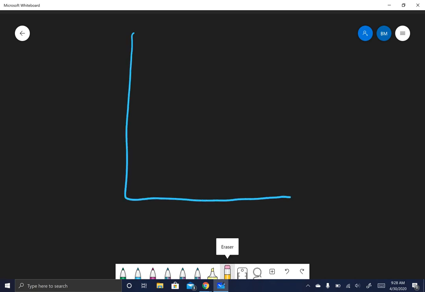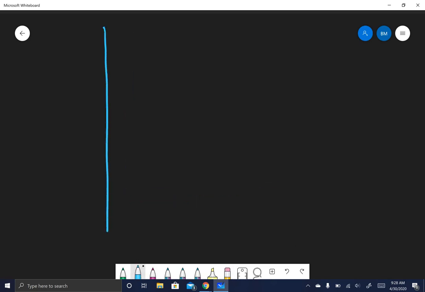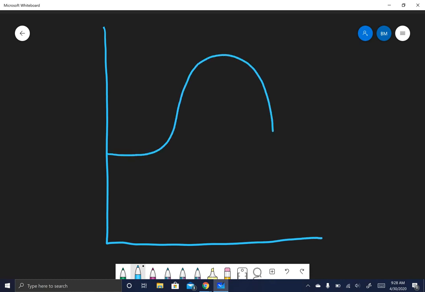Well, let me make that a little bit bigger. We'll make it exothermic, so we'll come up here and then down here.